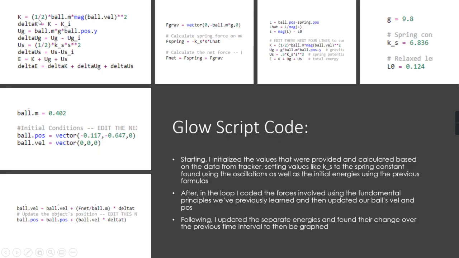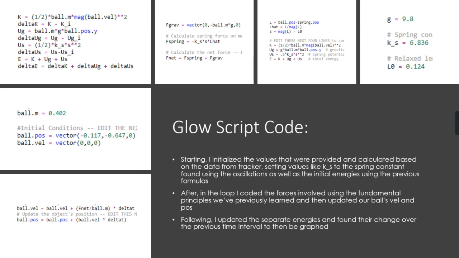And so here's my GlowScript code that I used. Starting, I initialized the values that were provided and calculated based on the data from Tracker, setting values like K_S to the spring constant found using the oscillations, as well as the initial energies using the previous formulas.